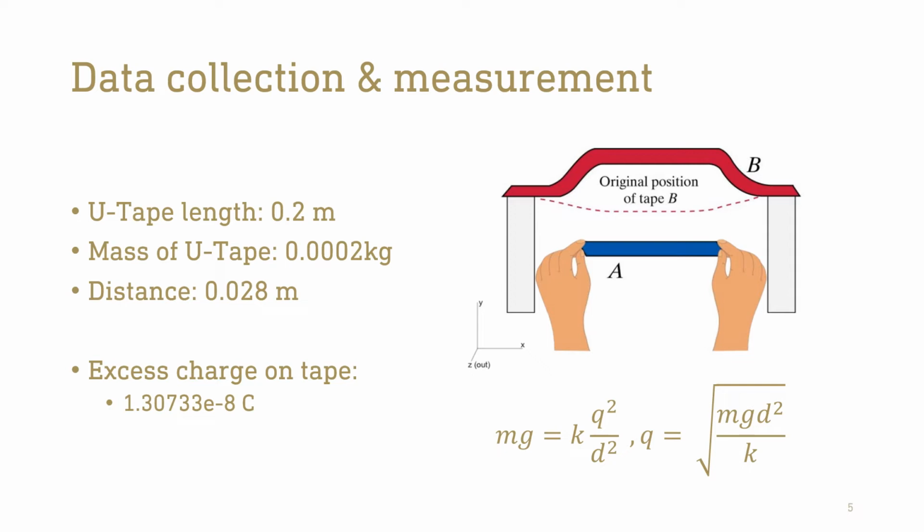Assuming that the two pieces of tape had the same charge, the equations for the force due to gravity and the force due to electric field on the tapes were rearranged to solve for the tape's charge. This came out to be 1.3 times 10 to the negative 8 coulombs.